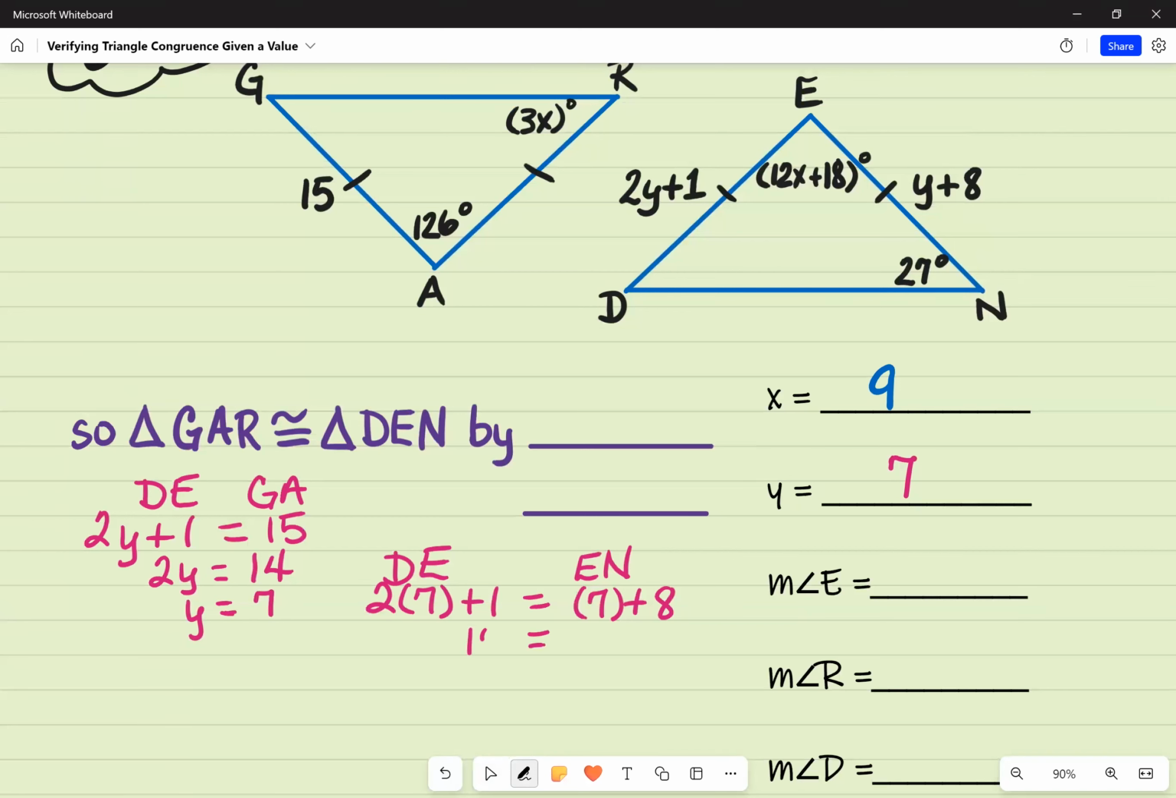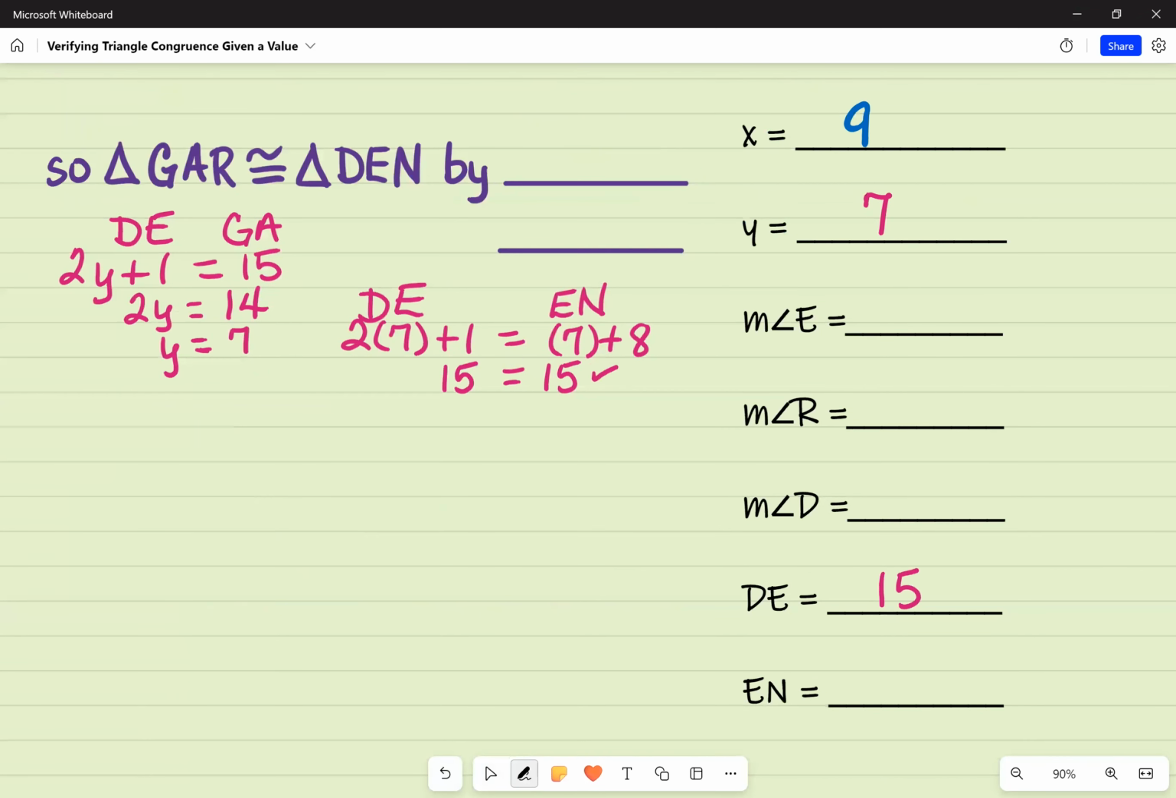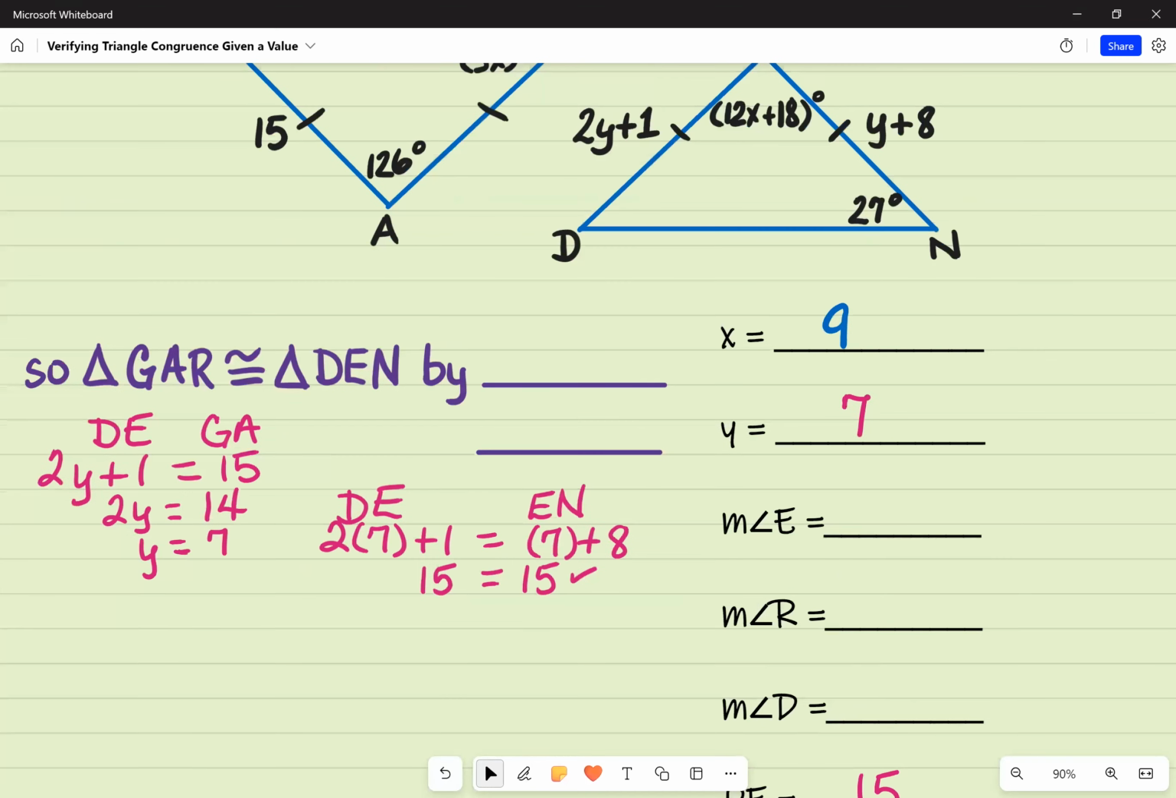14 plus 1 is 15. And then on the other side, 7 plus 8 is also 15. So that checks out. Let's go ahead and fill in the blanks over here for those side lengths. And now let's go back to the angles.